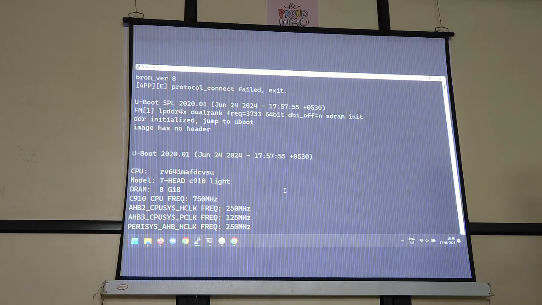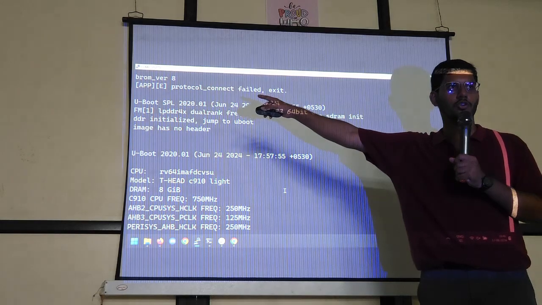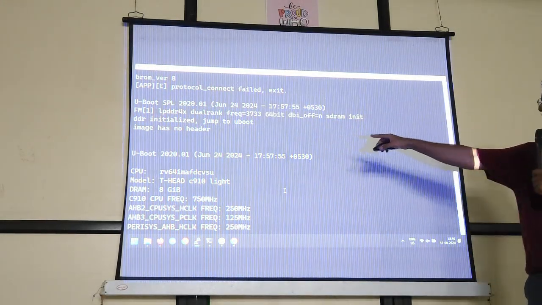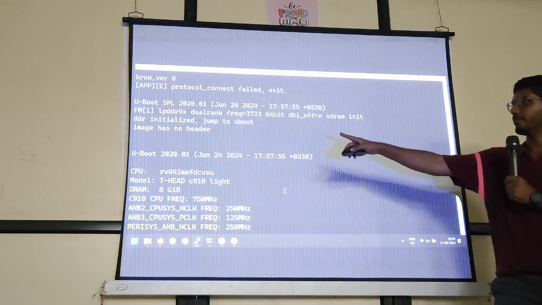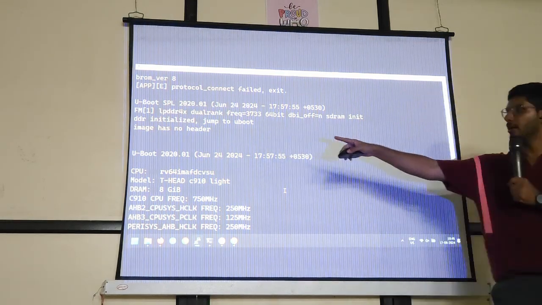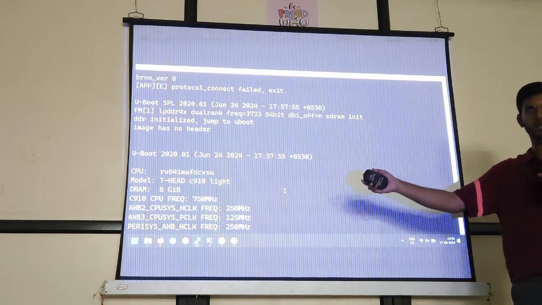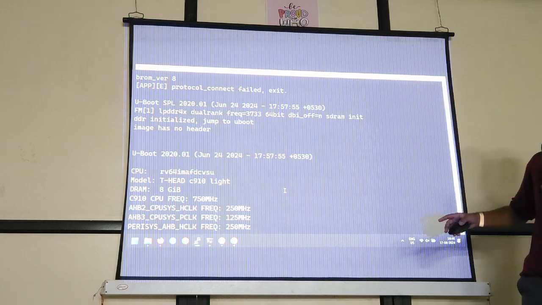Yeah. So here first we have that boot ROM at the top. Then we get the U-boot SPL, where the DDR information is, the DDR initialization. Then after that we get the U-boot. So U-boot is your bootloader.